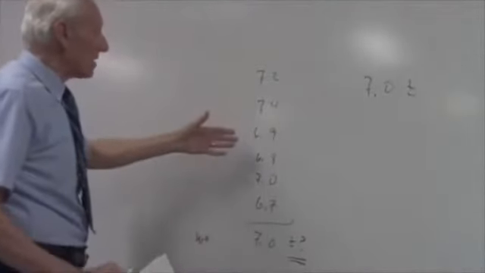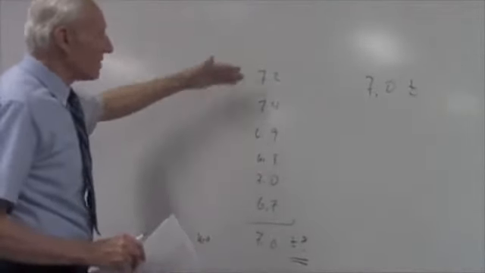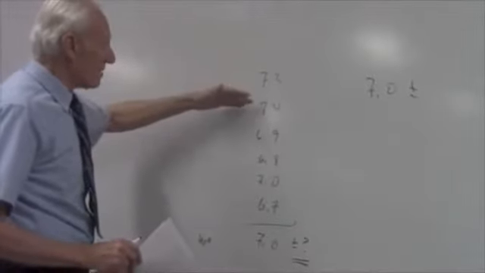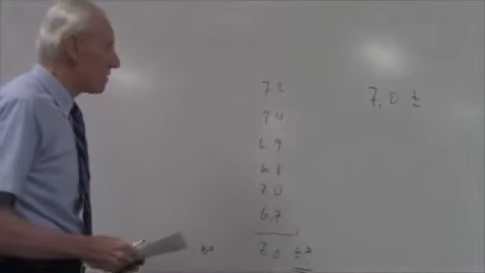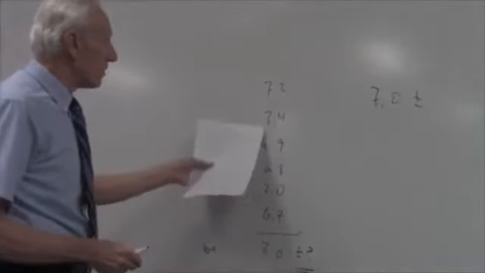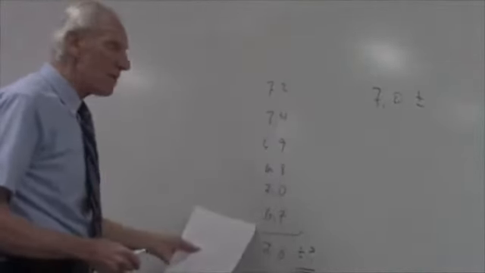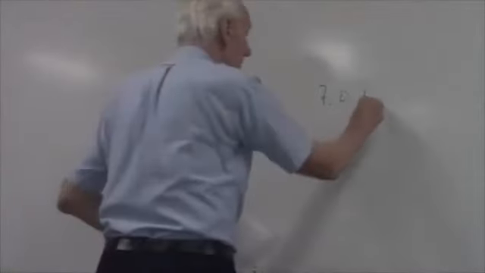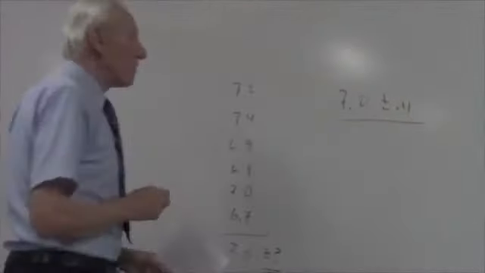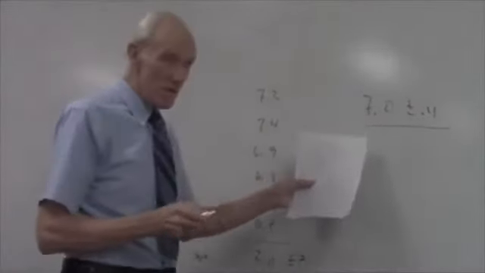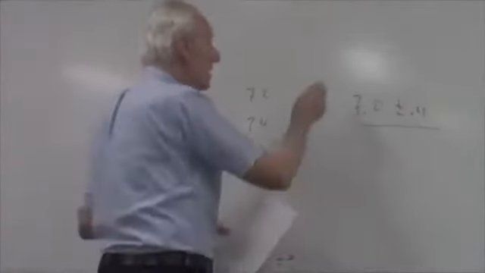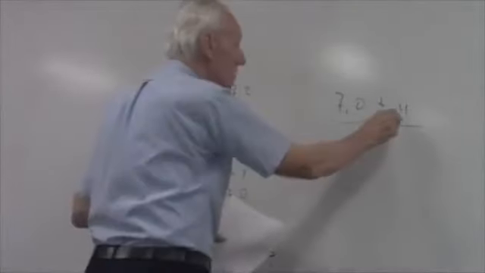It doesn't necessarily mean that the maximum number above the average is the same difference from the average as the minimum number below it. So here it's 0.4 above and 0.3 below, so I'm going to use 0.4. Okay. So my reported value is 7.0, the average, plus or minus the uncertainty.